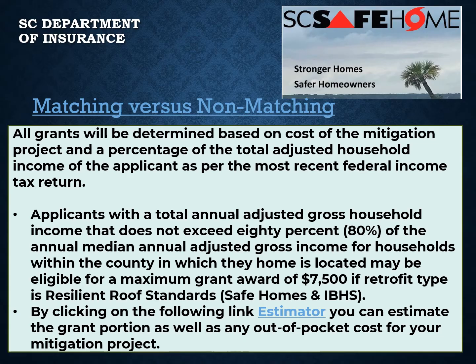Do I qualify for a matching or non-matching grant? All grants will be determined based on the cost of the mitigation project and a percentage of the total adjusted household income of the applicant as per the most recent federal income tax return. Applicants with a total annual adjusted gross household income that does not exceed 80% of the annual median adjusted gross income for households within the county in which the home is located may be eligible for a maximum grant award of $7,500 if the retrofit type is resilient roof standards. By clicking on the following link, Estimator, you can estimate the grant portion as well as any out-of-pocket cost for your mitigation project.